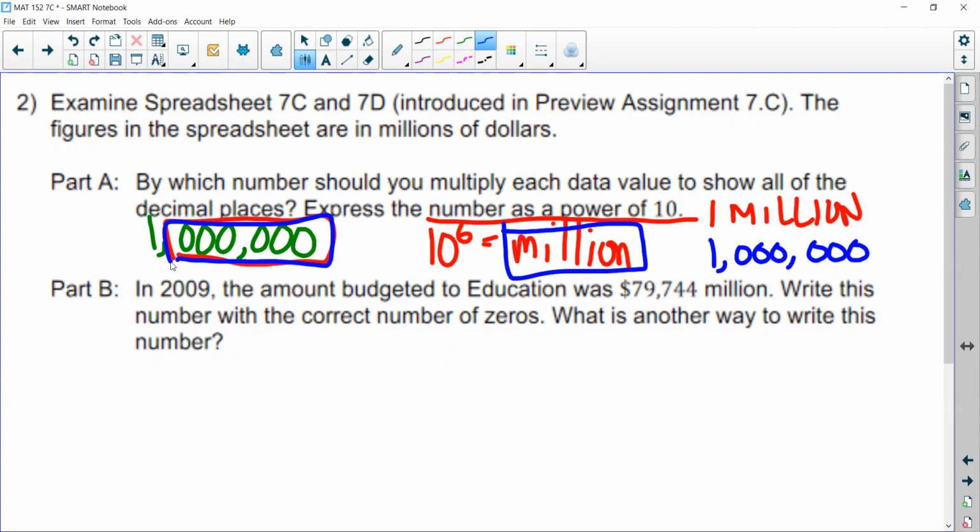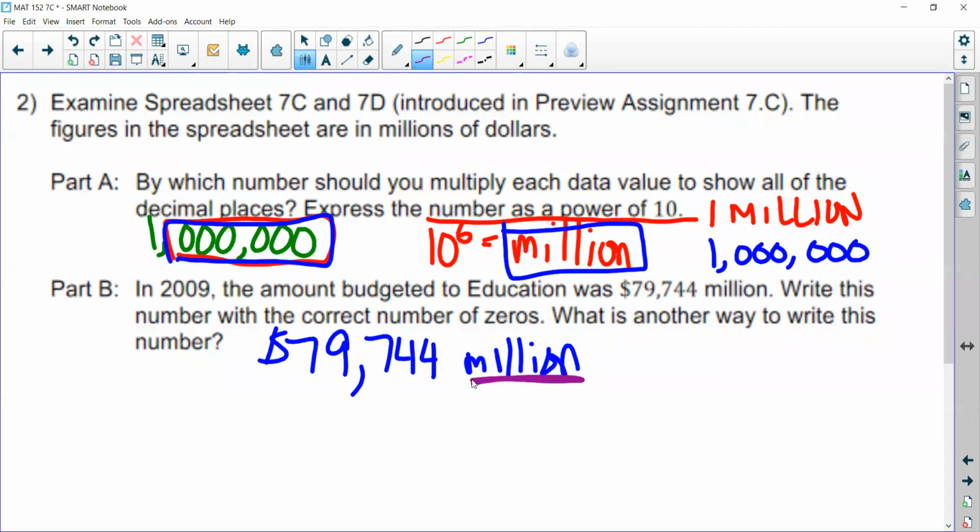In 2009, the amount budgeted in education was $79,744 million. Write this number with the correct number of zeros. So if you wanted to write it with the correct number of zeros, you would write 79,744 million. And again, we are going to replace the word million with 6 zeros. So it would be 79,744, and million would be 6 zeros.